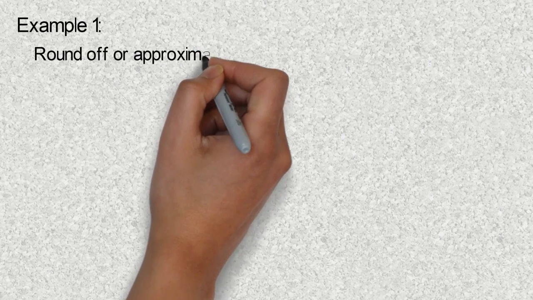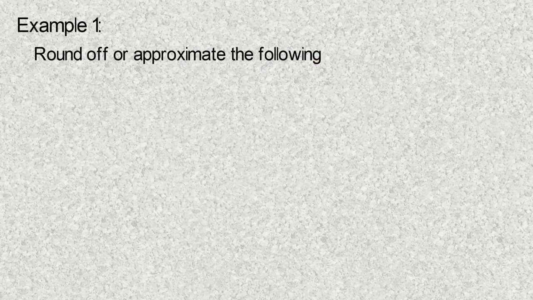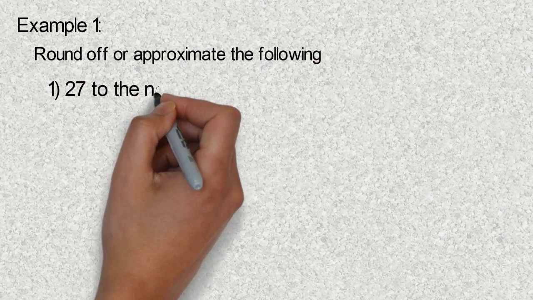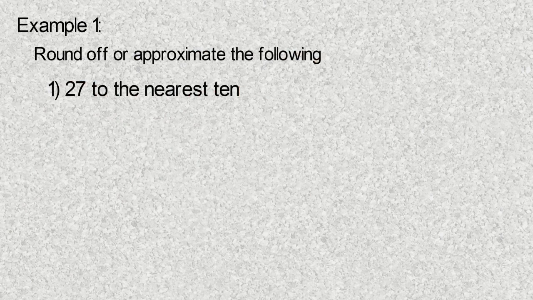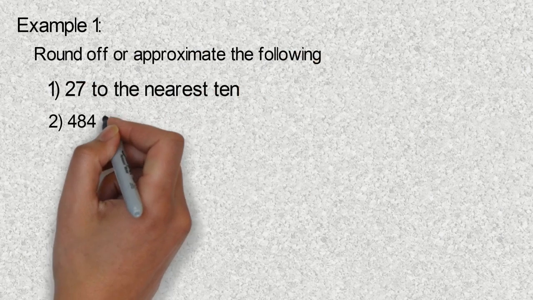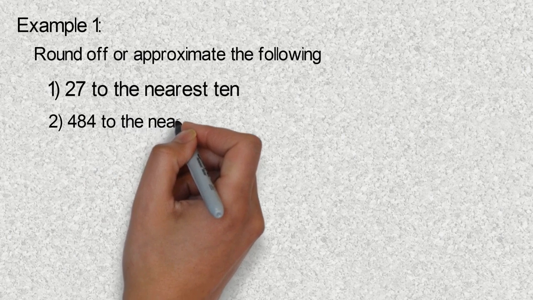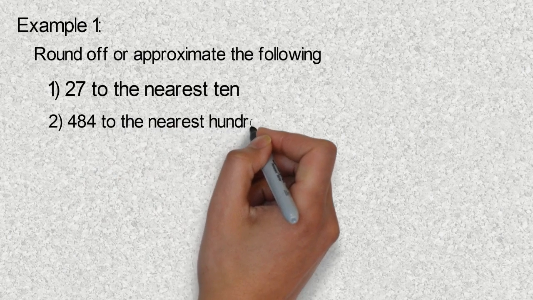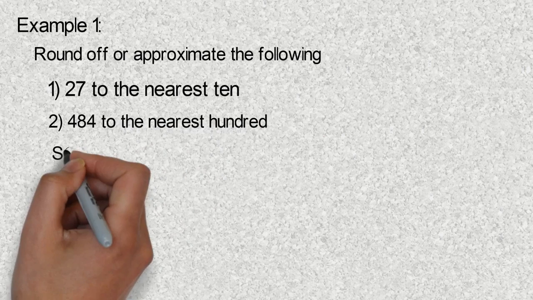Example: round off or approximate the following. 1. 27 to the nearest 10. 2. 484 to the nearest 100. How do we do this? Solution.